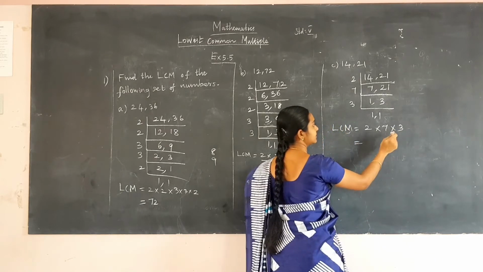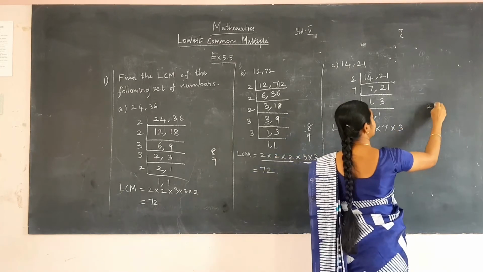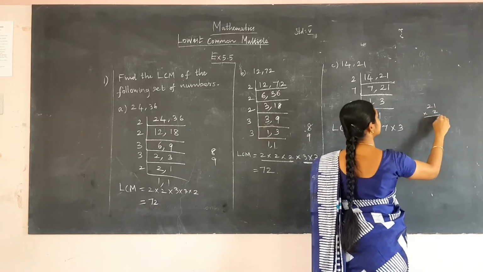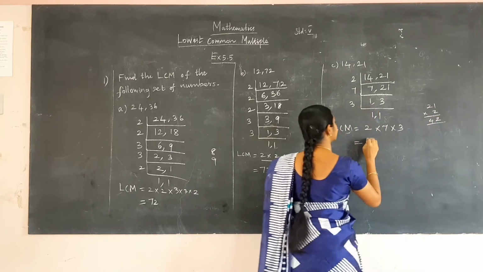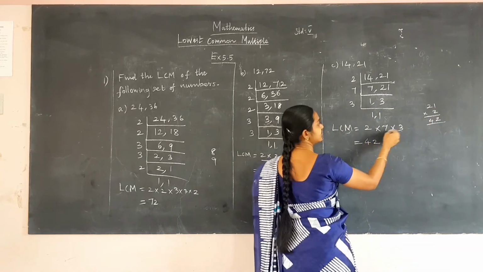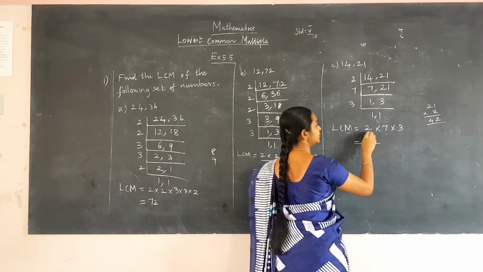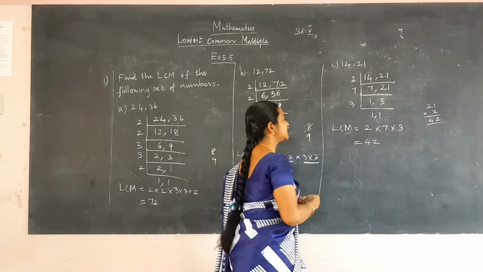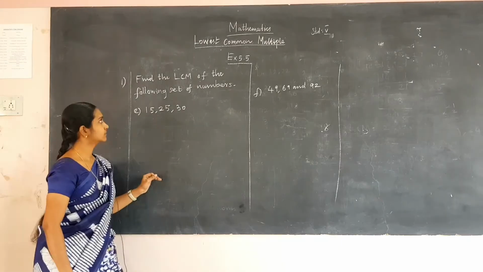7 3s are 21. 21 into 2 is 42. So the LCM is 42.